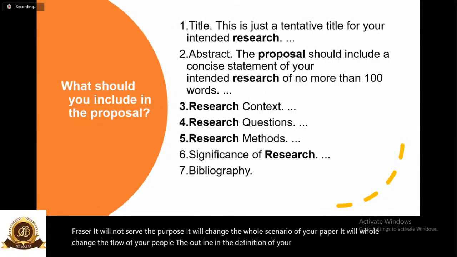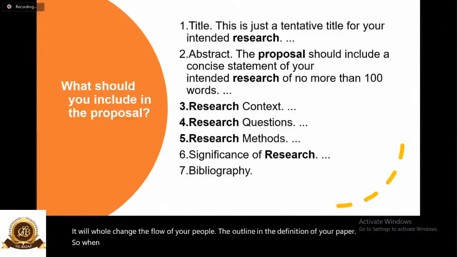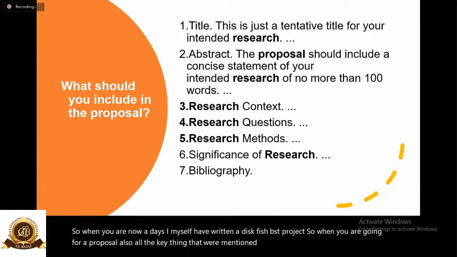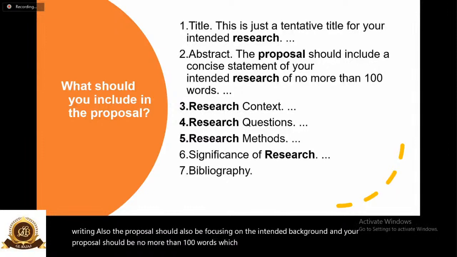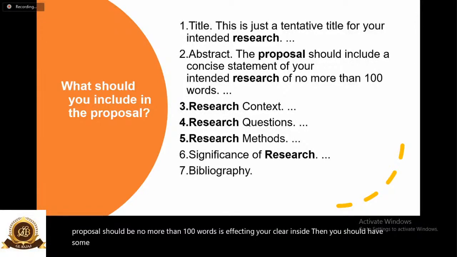Nowadays, I myself have written a FIST DST project. So when you are going for a proposal also, all the key things that were mentioned in my talk focus on proposal writing also. The proposal should also focus on the intended background, and your proposal should be no more than 100 words, which depicts your clear insight. Then you should have some questions, context, methods, and significance of research, and these are the things which should be included.